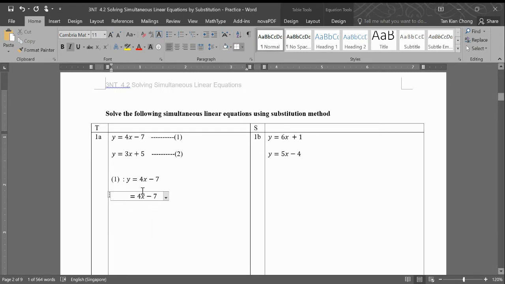You notice that the right-hand side stays as 4x minus 7, but I'm going to replace the letter y. What does equation 2 say again? Y equals 3x plus 5. So I'm going to replace the letter y here with 3x plus 5.